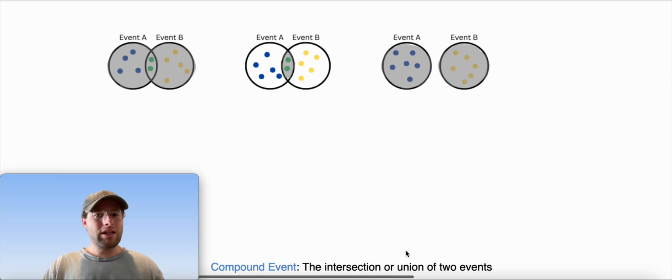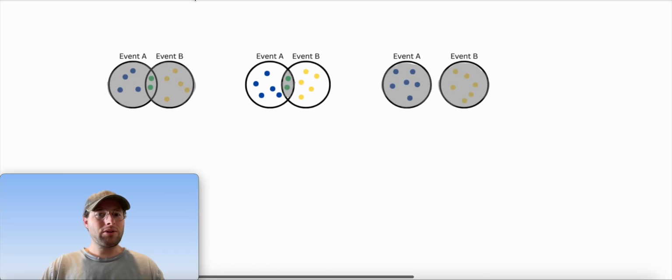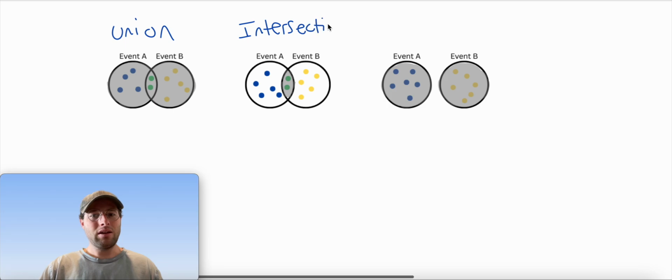Let's consider the following diagrams. The first one over here, the shaded region is showing us the union of events A and B. In this middle one, the shaded region is showing us the intersection of events A and B. And in this last one, we're seeing the union of events A and B with the shaded regions here. So let's go into this a little bit more.